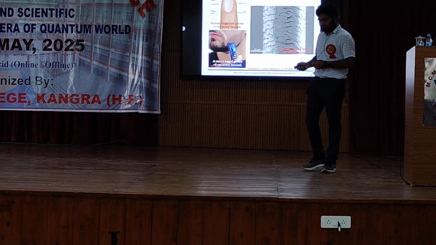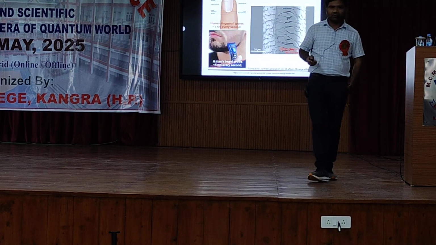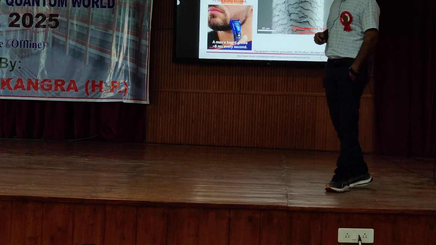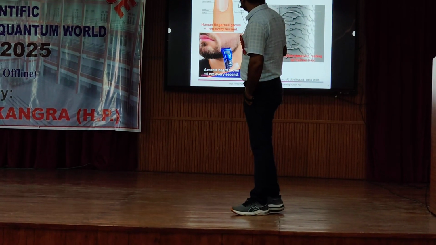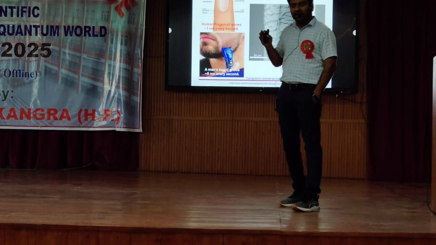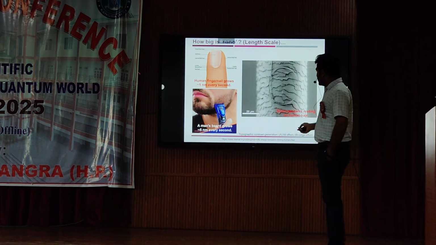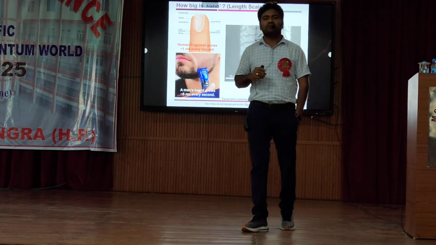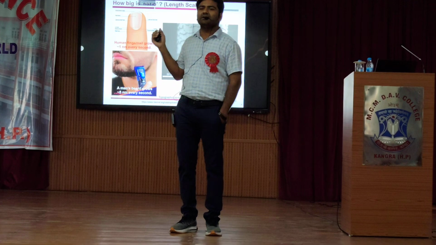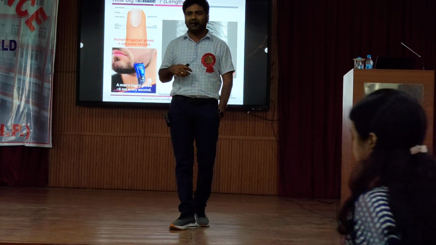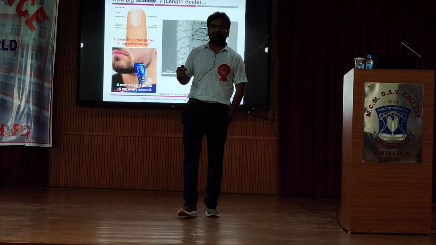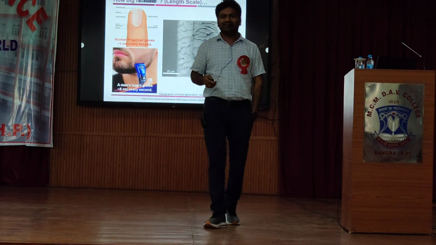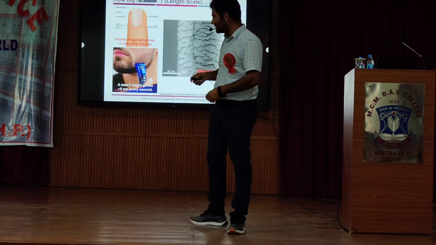Next, a few more examples. This is the human fingernail. It grows 1 nanometer every second. And the human beard grows 5 nanometers in a second. So the growth of a beard is relatively faster than the growth of a nail. That's why men used to trim their beards every week, while a nail you can cut in a month.